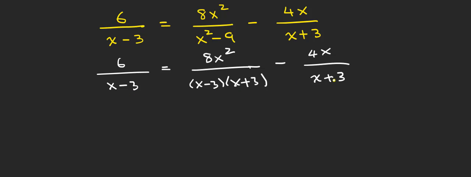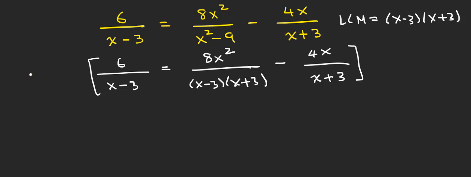So if you look at all the denominators, the LCM is going to be quantity x minus 3 times quantity x plus 3. All these denominators can go into the LCM. So what we're going to do is multiply each term by the LCM, x minus 3, x plus 3.